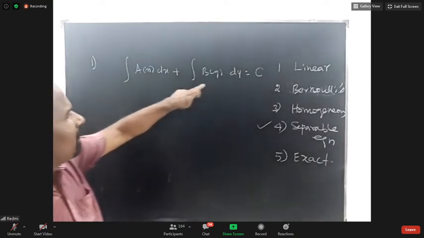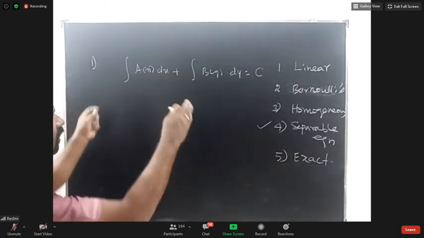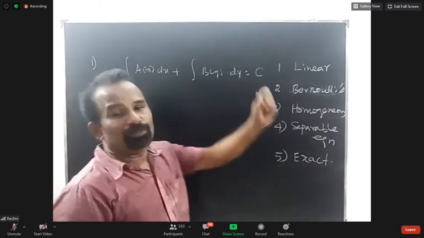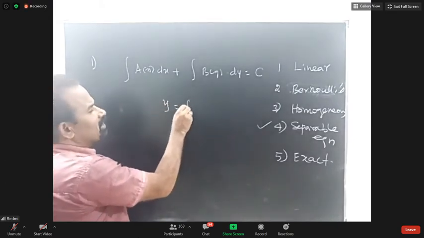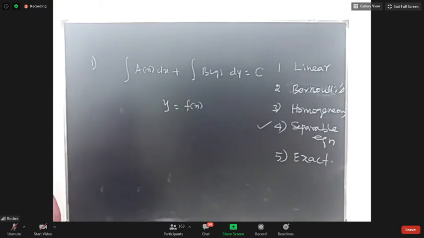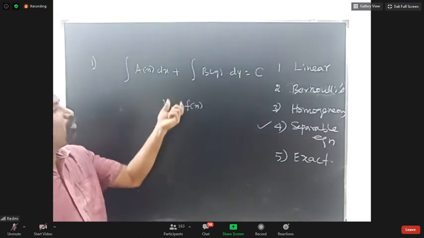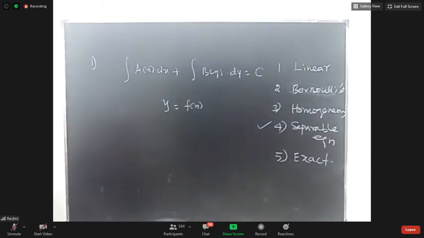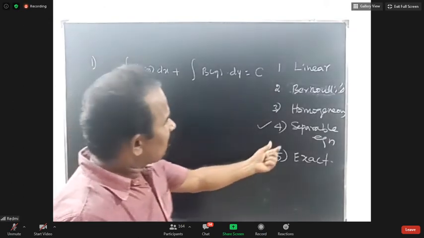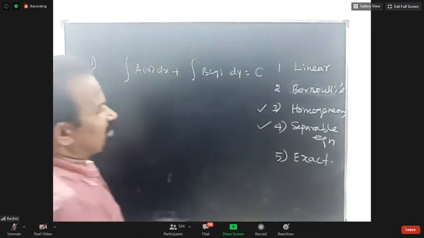But here we get a function of x and a function of y equal to some constant, and we have to get y as a function of x. It is a little difficult to find this, so we can find an approximate solution for this differential equation. Okay, this is the solution of a separable variable equation. Then homogeneous will come.